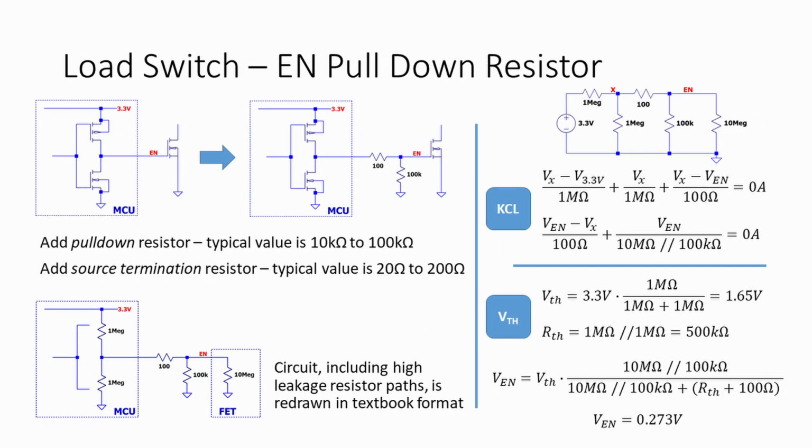So the solution is to add a pull-down resistor. This resistor will ensure that the voltage at the gate will stay low and prevent the MOSFET from turning on during power-up, reset events, or any other time that the driver is in high Z. Typical values for a pull-down are 10K to 100K.